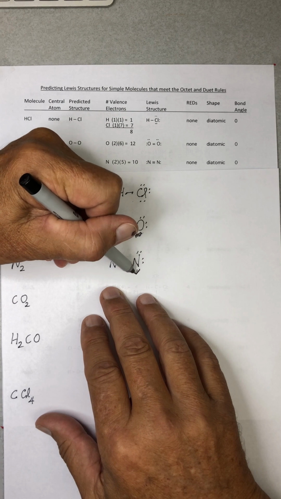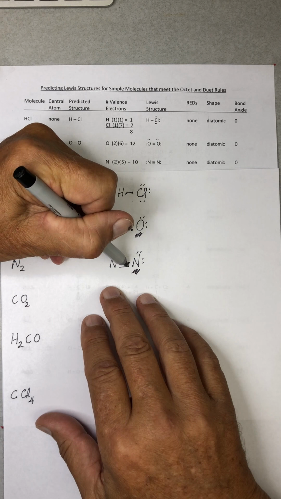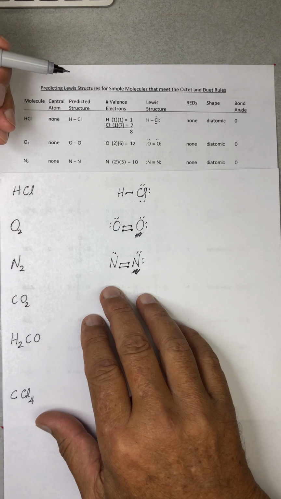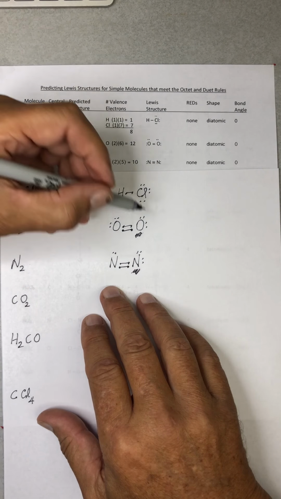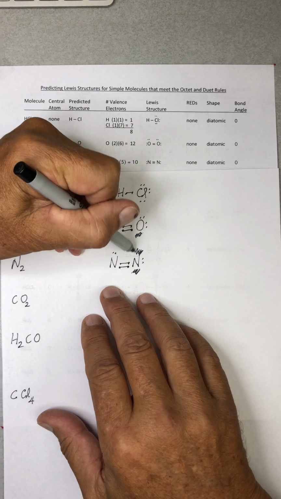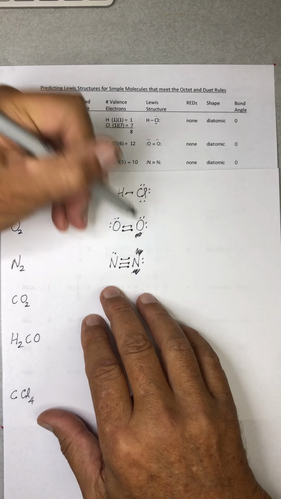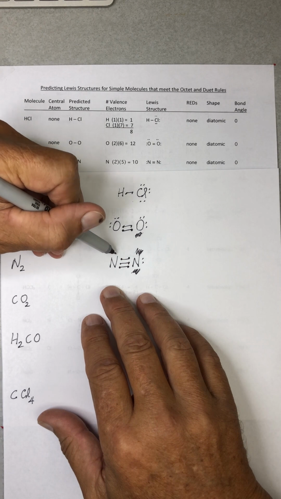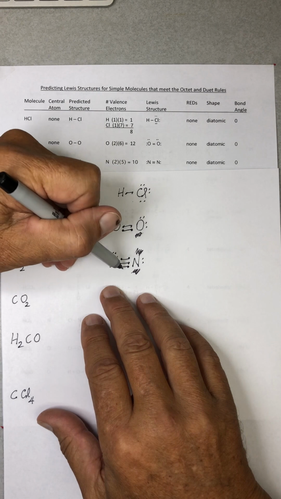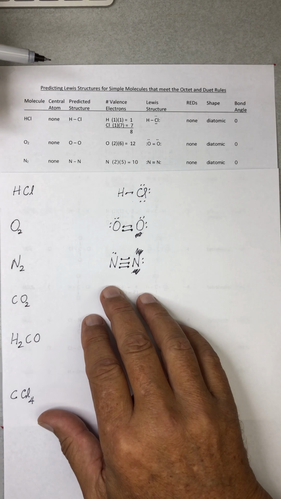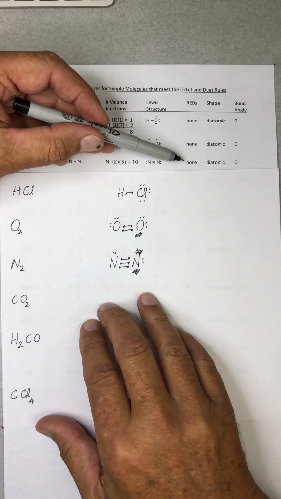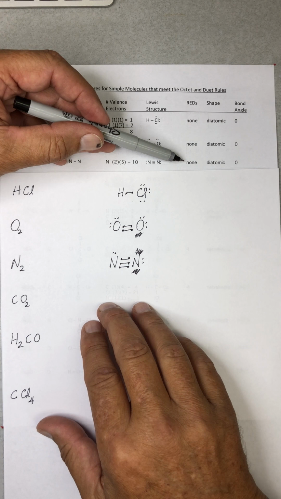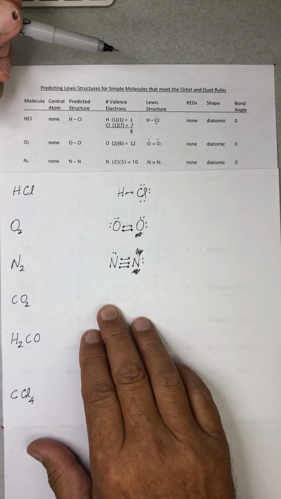So I'm going to take non-bonding electron pairs, turn them into bonding electron pairs. So let's check again. 2, 4, 6, not quite happy. So I'm going to do it again. So now this nitrogen has 2, 4, 6, 8. This one has 2, 4, 6, 8. And both are happy because they're meeting the octet rule. Again, there's no regions of electron density because there is no central atom. It's diatomic and there's no bond angles.